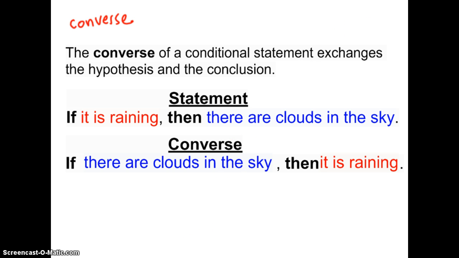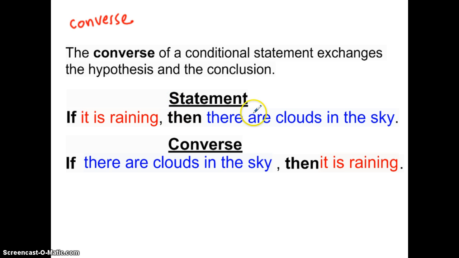Now, statements can be true or false, and their converses can be true or false. You can have a statement that's true and a converse that's false, and you can have a statement that's false and a converse that's true. So you can't just assume because a statement is true, its converse is true, or vice versa. So let's talk about each of these and determine if they're true or false. Well, when we make the statement, if it is raining, then there are clouds in the sky, let's look for a counterexample of that.